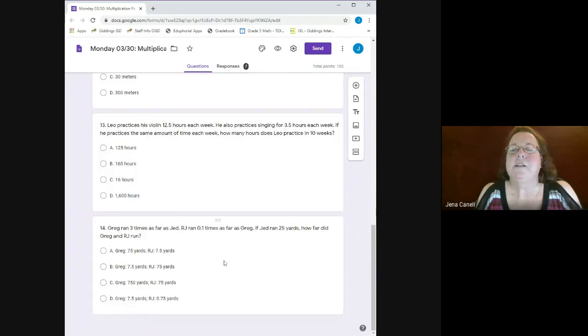Leo practices his violin 12 and a half hours each week. He also practices singing for 3.5 hours each week. If he practices the same amount of time each week, how many hours does Leo practice in 10 weeks? You're going to need to do two parts to this problem. You're going to need to find out the total number of hours that he studies each week. So you're going to add the two types of lessons that he's doing, singing and violin. So add those hours together, and then you're going to multiply that by 10.